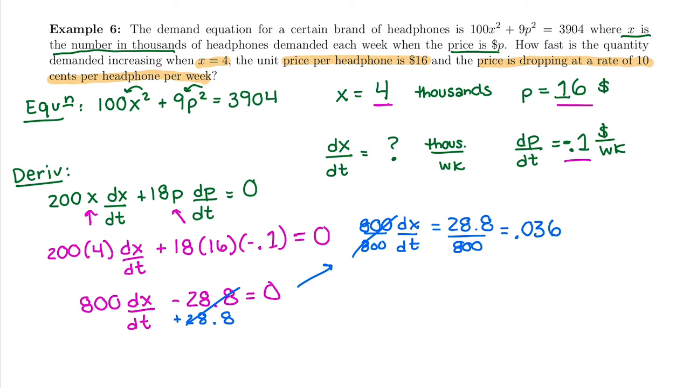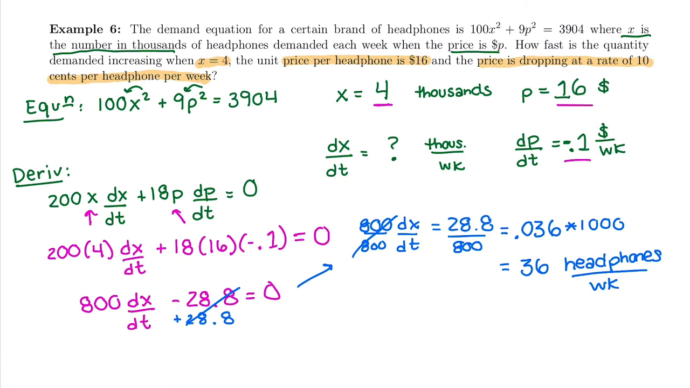So their demand is changing by 0.036 headphones. That's it? No, we got to look at our units here. This is measured in thousands of headphones per week. Remember, 4 didn't mean 4 headphones, it meant 4,000. So this 0.036 doesn't mean 0.036 of a headphone, it's 0.036 thousand headphones. So I might actually just multiply that by 1,000 and figure out how many headphones is that going to be. It's 36, and I want the correct units on it. I already multiplied it by 1,000, so it's just going to be 36 regular headphones per week.